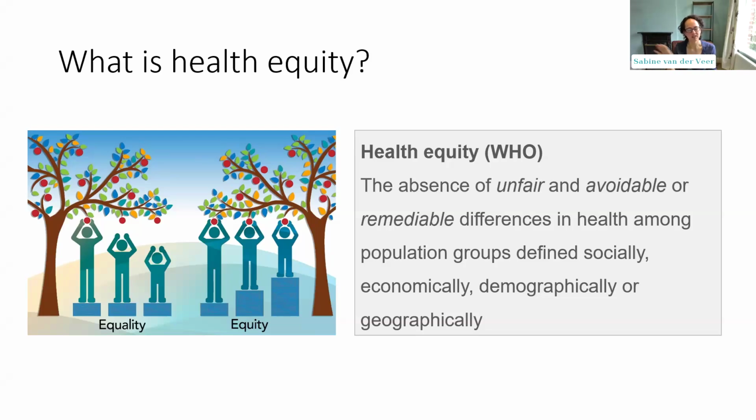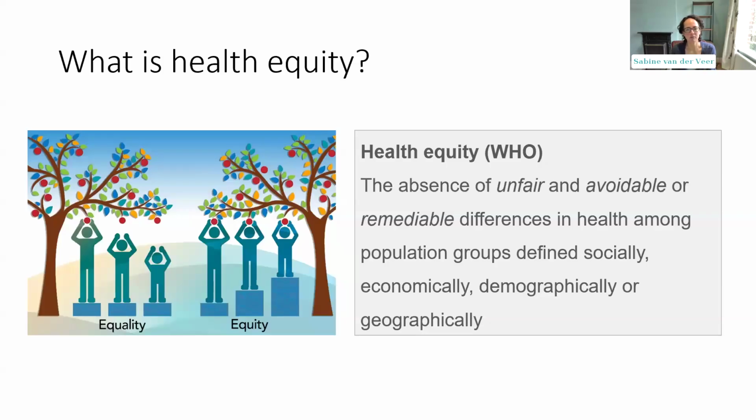And often these groups, and we'll get to that in a minute, are defined by socially, economically, demographically, and geographically characteristics. This picture on the left-hand side, I think, is a nice illustration of what equity is compared to equality. On the left-hand side, you see 3 people of different heights, and we give them all the same crate so that they can have a go at picking an apple from the tree. So this is equality. We give everybody the same help in order to try and achieve a certain outcome.